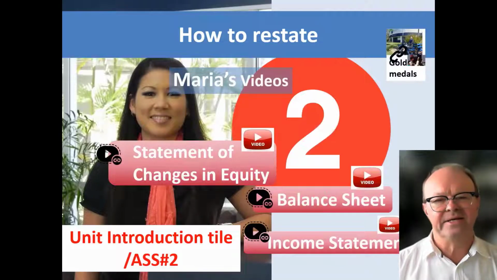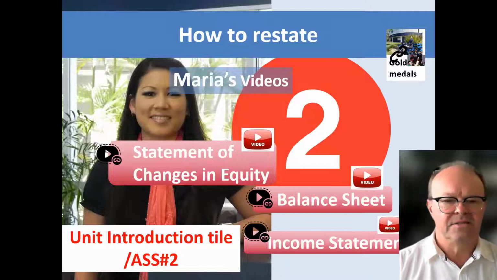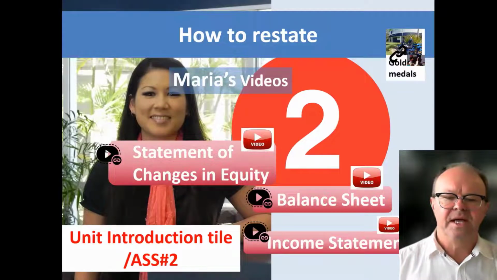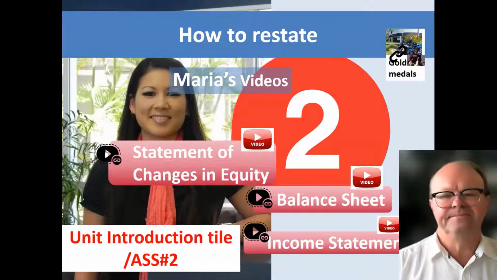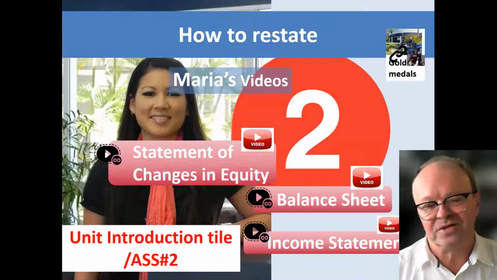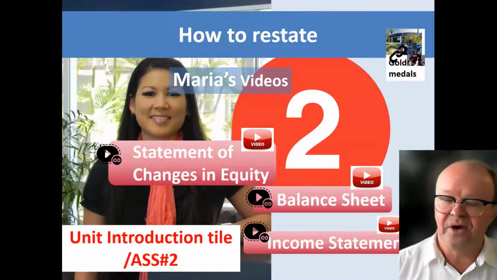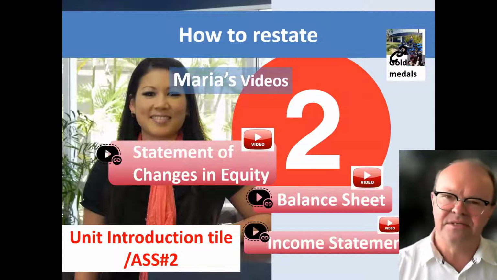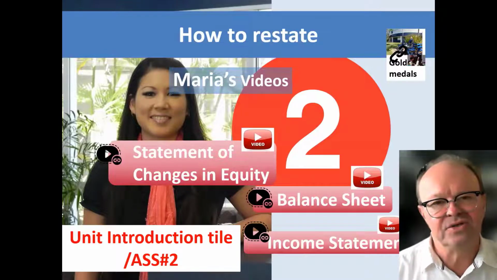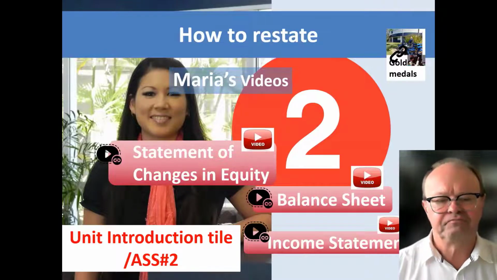Then listen to Maria's videos. There's one on the statement of changes in equity, there's one on the balance sheet, and there's one on the income statement. How we restate each of these. What Smart Money does, you've read the chapter, but you watch the video, and then you turn it on and off, and you just do your restatements as Maria's showing you how she's doing hers with her firm.